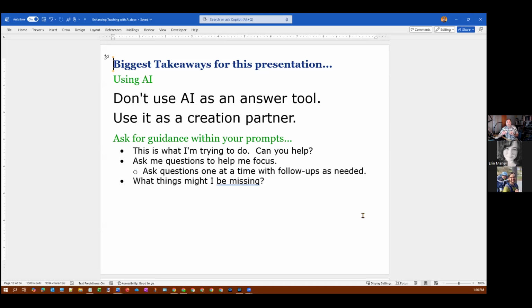Ask it to ask you questions. So you might put in a prompt, ask me questions to help me focus. And when I do this, I like to say, ask questions one at a time with follow-ups as needed. If you say, just ask me questions, it might ask you 10 questions all at once. Another thing to add in is, what may I be missing in there?